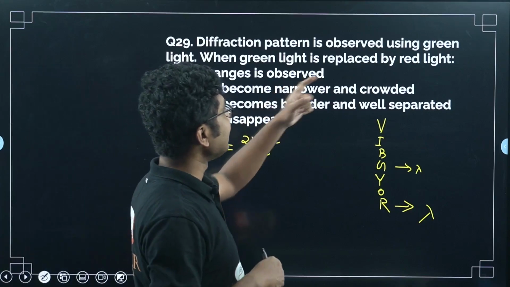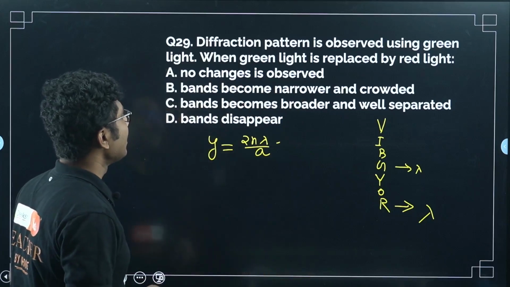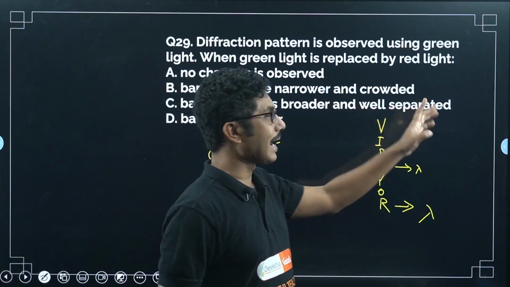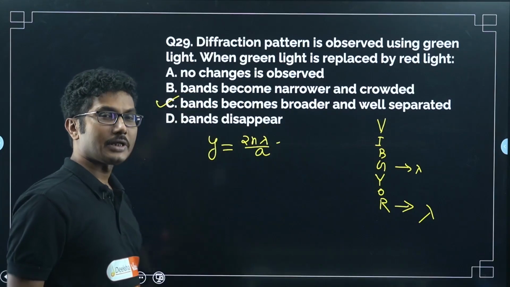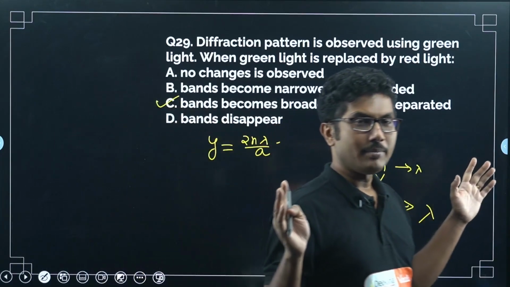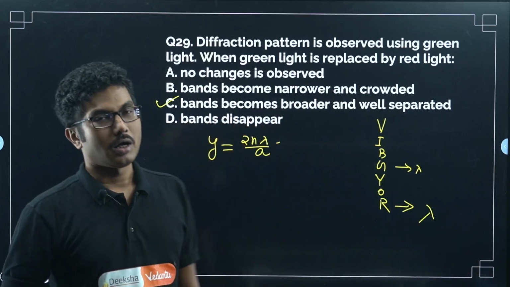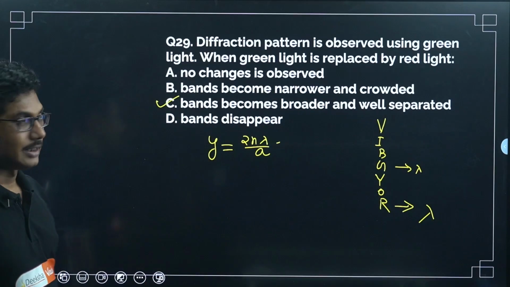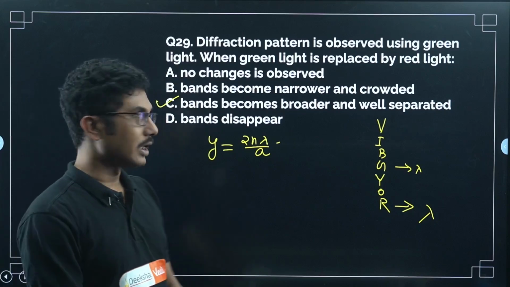Initially they are doing it with green light, now they have replaced green light with red light, so the bands become broader and well separated, because the separation will also increase and the bands will also become broader, because bandwidth is directly proportional to the wavelength of light. You are increasing the wavelength, so the bands will become broader.